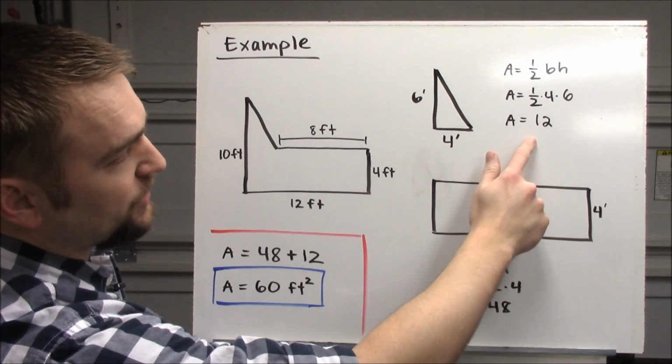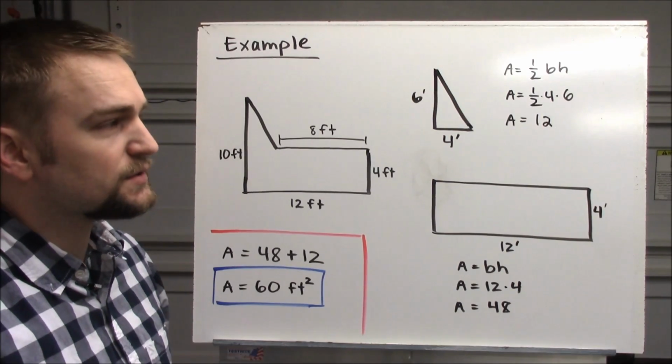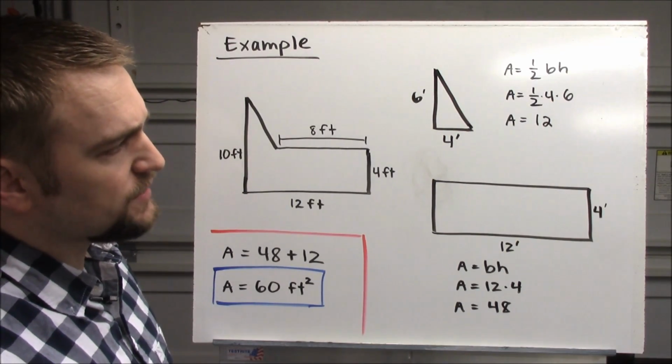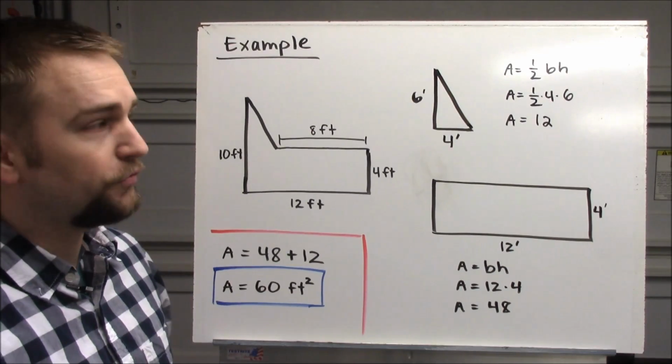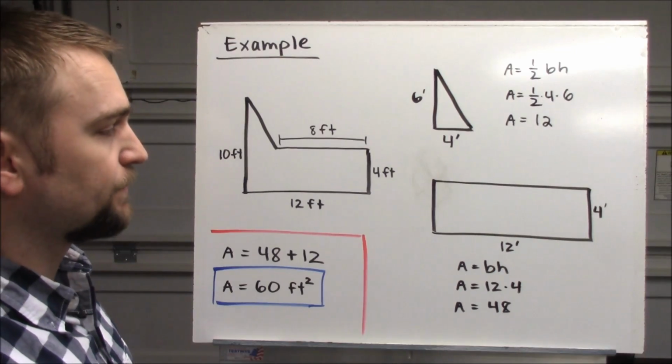When I plug in my information, I get the area equals 1/2 times 4 times 6. And my final thinking is the area equals 12. Don't forget, with the triangle, you need to divide by 2 or multiply by 1/2.